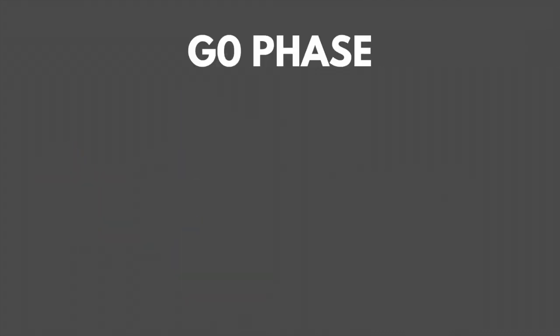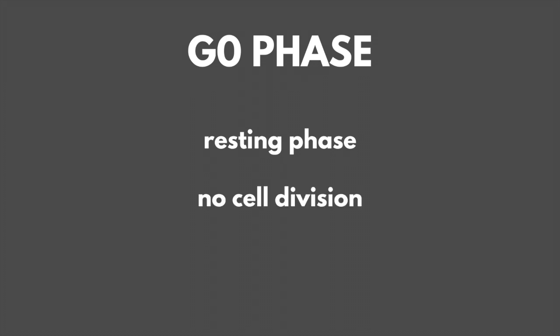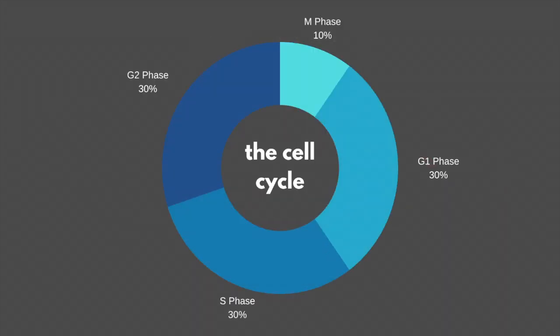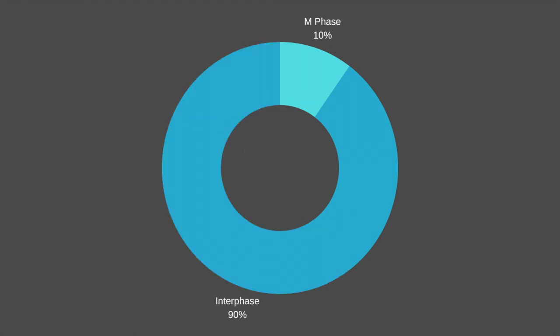There's also the G0 phase, or the resting phase, and cells that enter this phase do not undergo cell division. Some examples would be neurons and heart muscle cells. So the G1, S, and G2 phases make up what is called interphase, and cells spend most of their time, around 90%, in interphase and only 10% in the M phase.